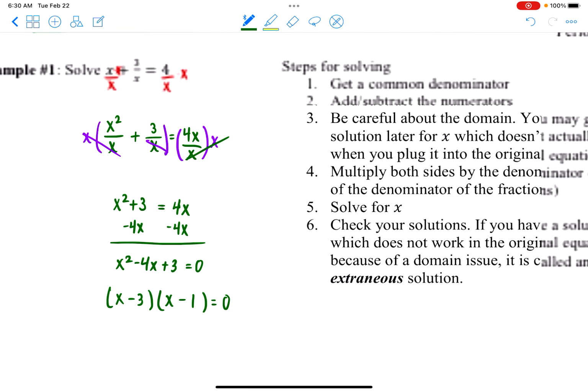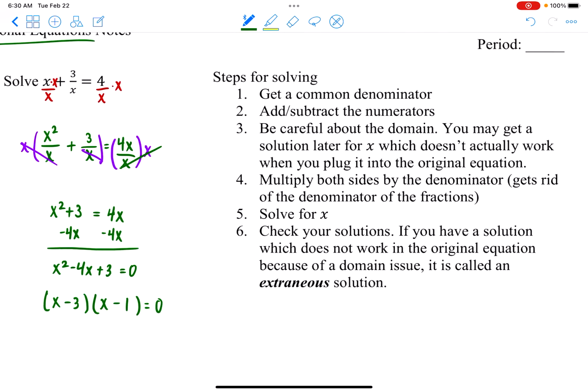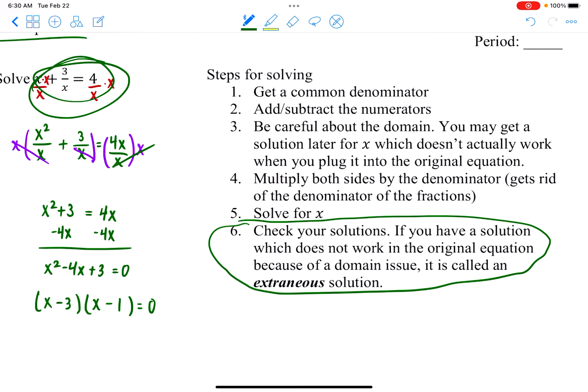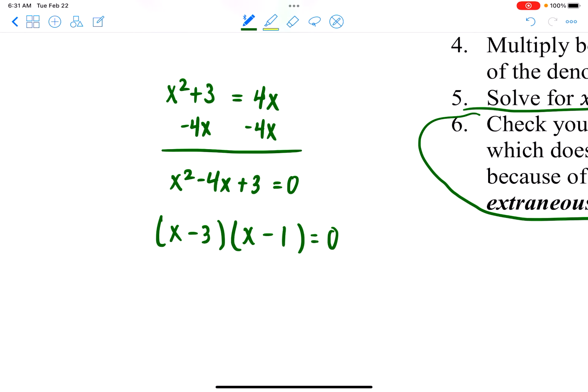Now, you have to be really careful on these, and I want you to look at step 6 here. It says check your solutions. If you have a solution which does not work in the original equation up here because of a domain issue, it's called an extraneous solution. So what I want to do here is just check, right? We're going to say x minus 3 is equal to 0, that means x is equal to 3. x minus 1 is equal to 0, which means x is equal to 1.